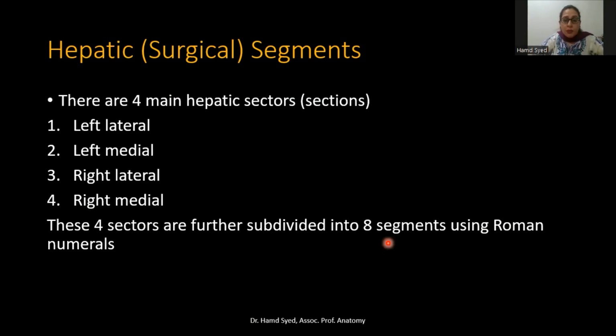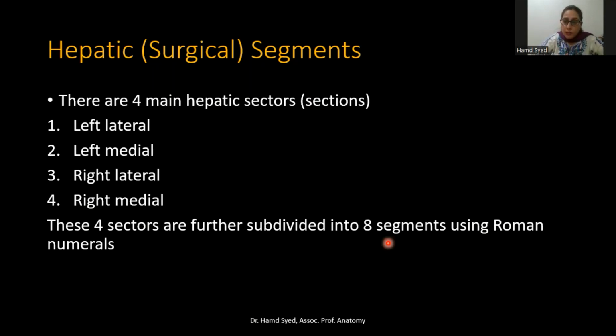So there are the surgical segments of the liver. These are more important clinically from a surgical point of view. And what the clinical importance is, we'll discuss that later. First, let's look at the segments. What do we mean by the surgical or hepatic segments?